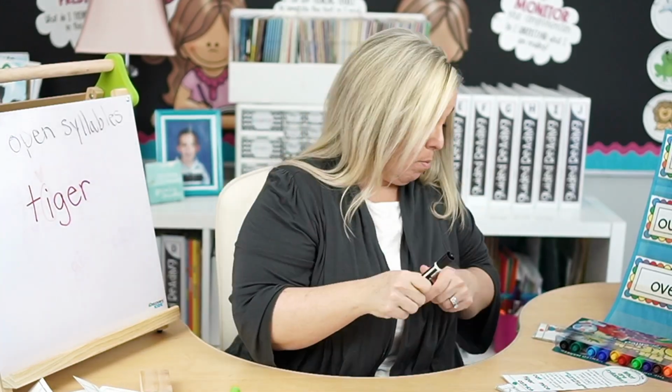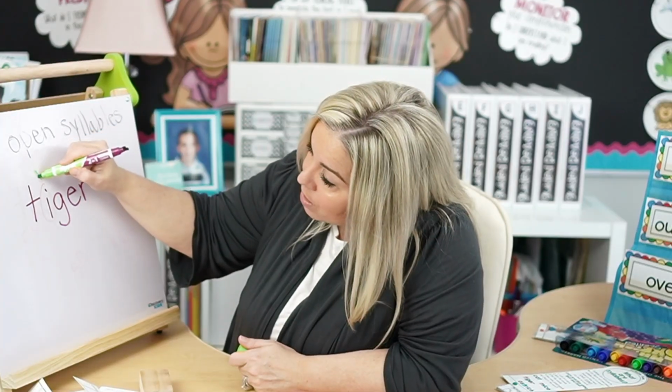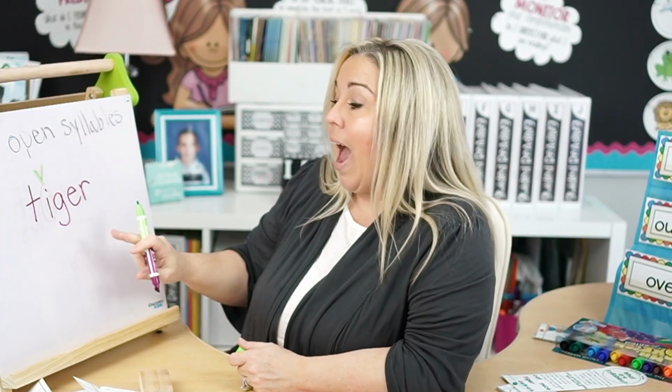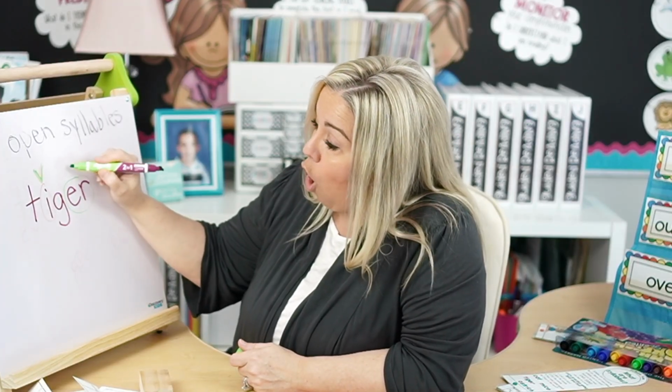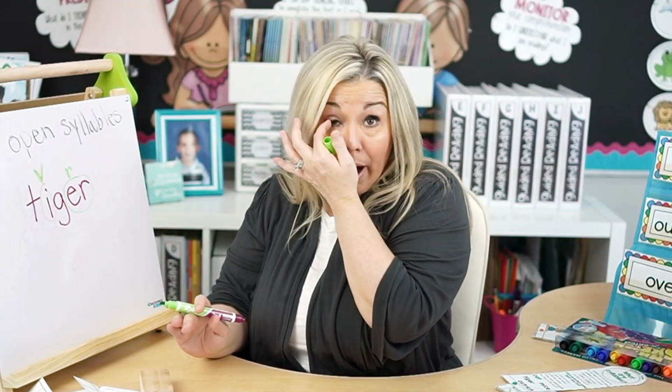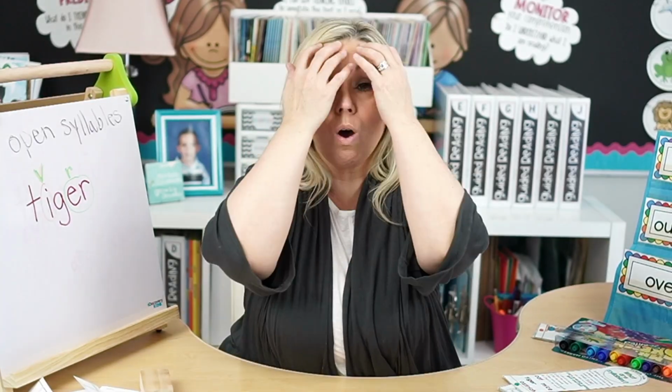This is a long I, right? This is better. And then we have at the end an R-controlled vowel, the bossy R, but it's still a vowel, right? It's still a vowel. So I'll say to them, let's clap out tiger.